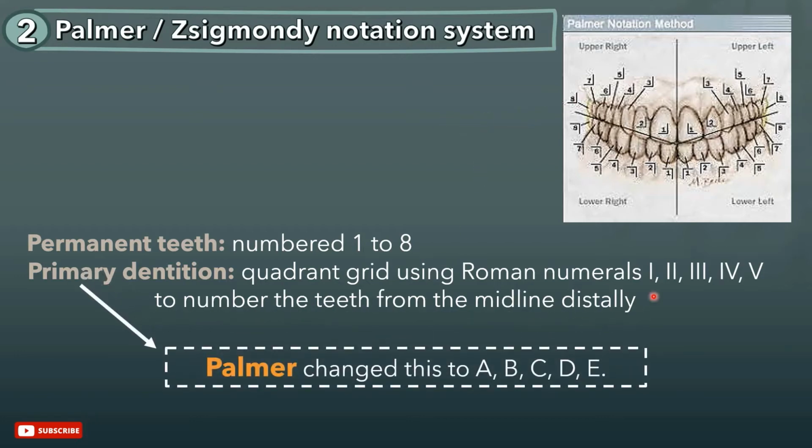Of course, the old method of using Roman numerals is the Zsigmondy method. Palmer changed that to the letters A, B, C, D, and E for the primary dentition, 5 teeth in each quadrant.